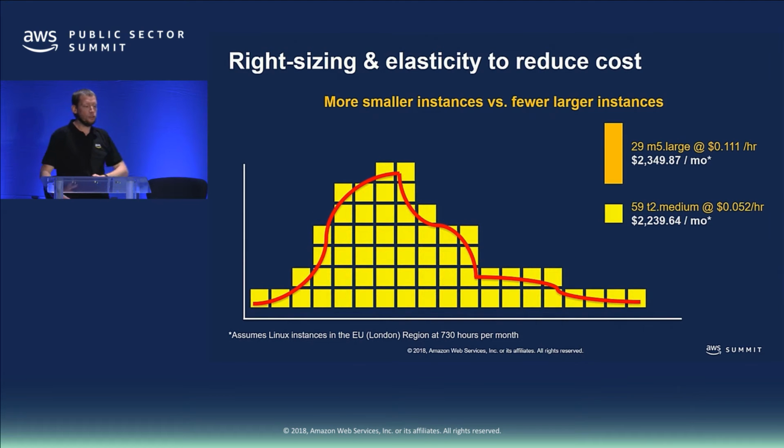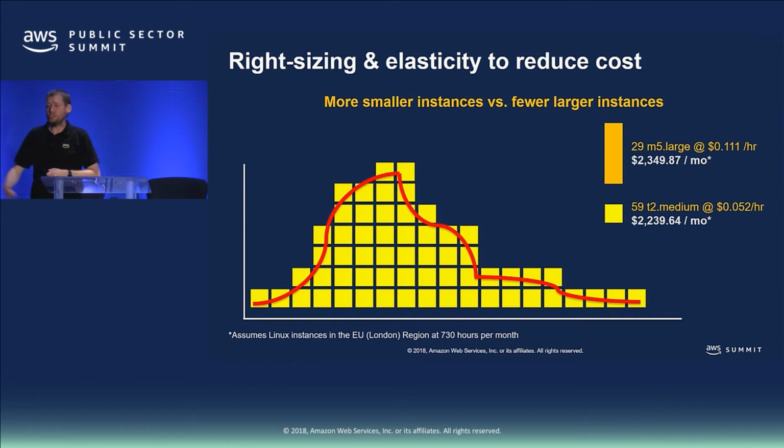Well, let's change it for T2 mediums instead. If you notice, we use more of them. We use more hours, almost twice as many hours of T2 mediums, but they fit that graph a lot tighter, so there's less wasted usage. So in this example, we're saving maybe $100 a month.